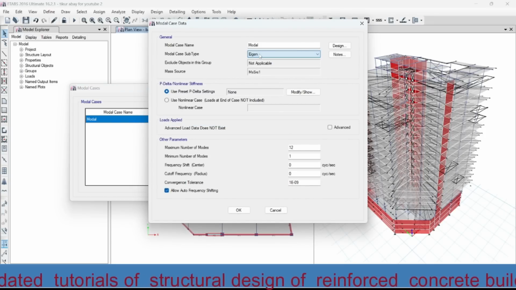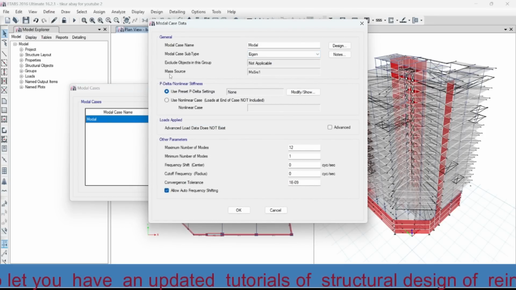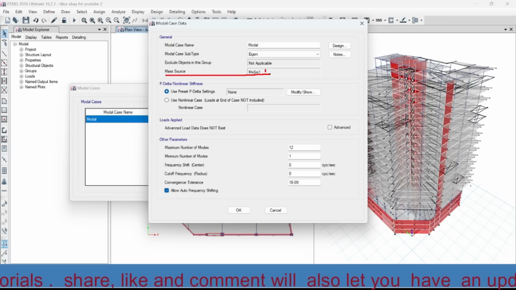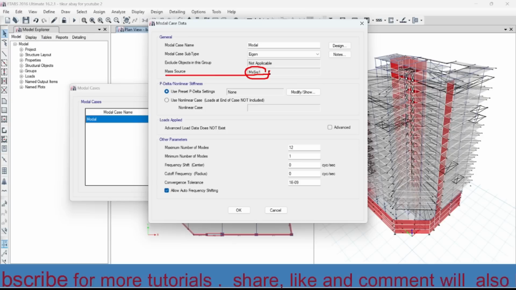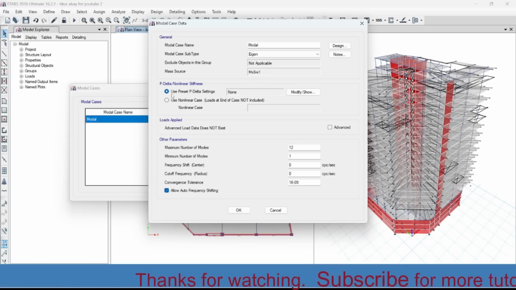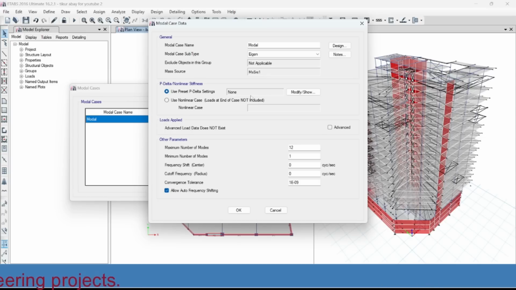So we need to select the eigenvalue. And here, this is the mass source, that is MSSEC1, which we have already defined. And also here we have an option, that is use preset P-delta setting.